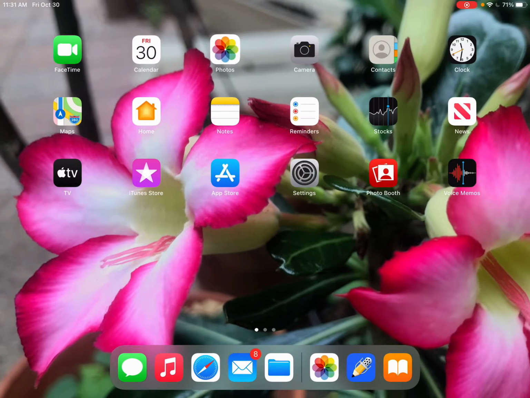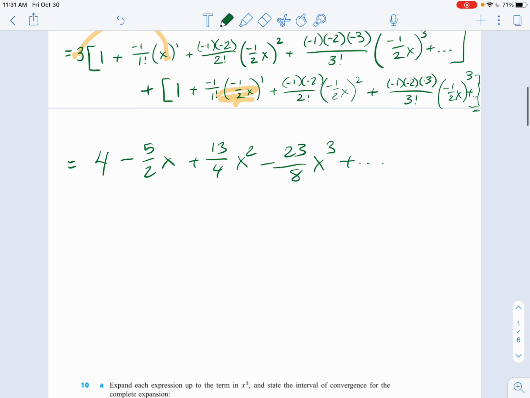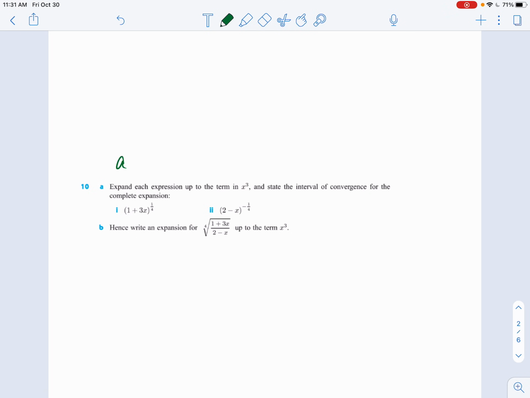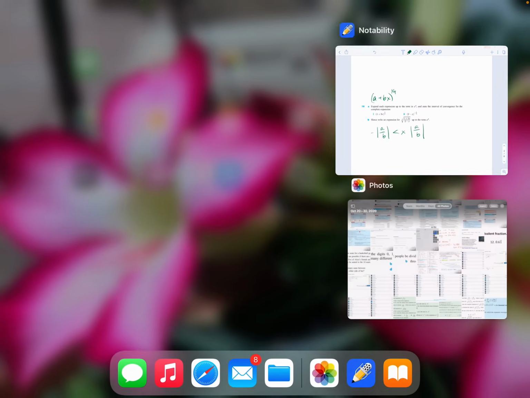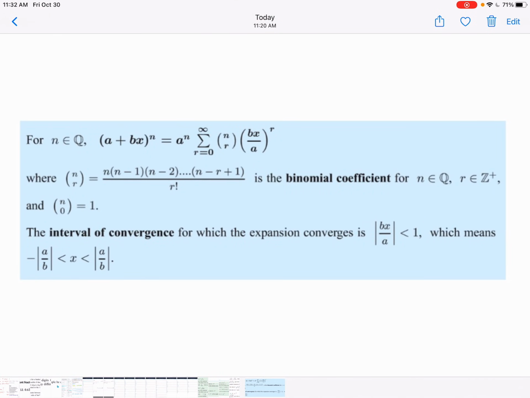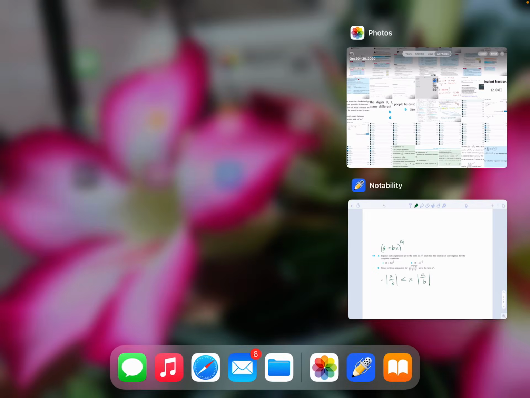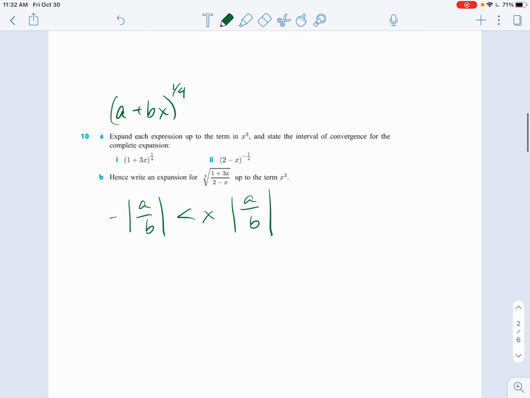Coming back here, it was a plus bx to the 1/4 power. So the interval of convergence is the negative absolute value of a over b is less than x is less than the absolute value of a over b. It's a over b, okay. So then my A was 1, so it's from negative 1/3 to positive 1/3 in this particular problem. And that's how we think through that.